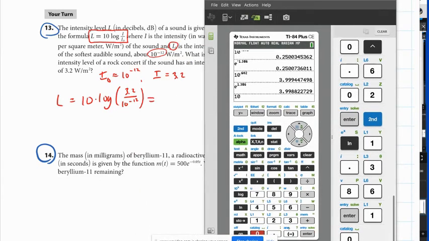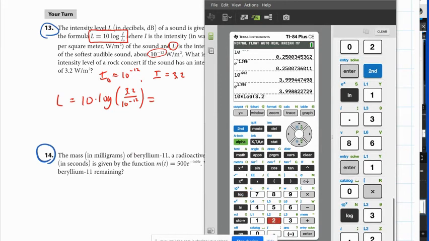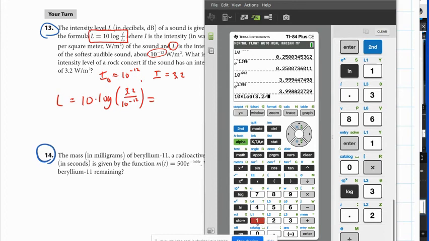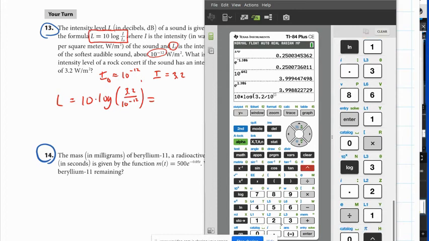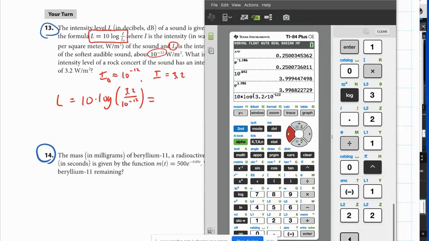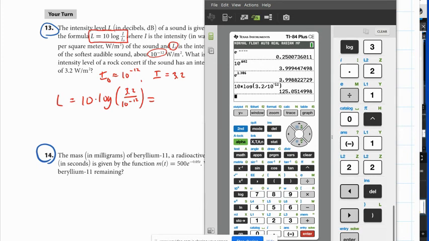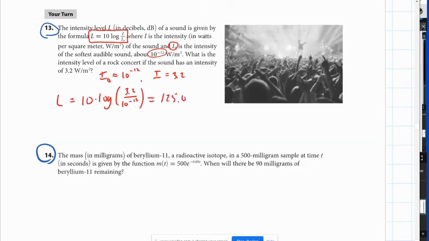10 times the log of 3.2 divided by 10 to the negative 12. And the answer is about 125. So we'll say about 125 decibels.